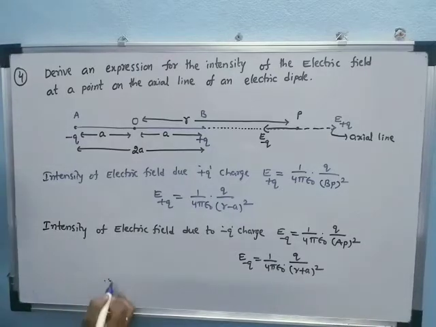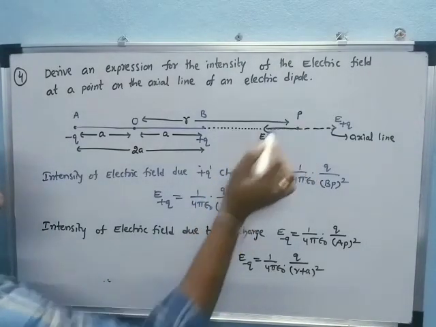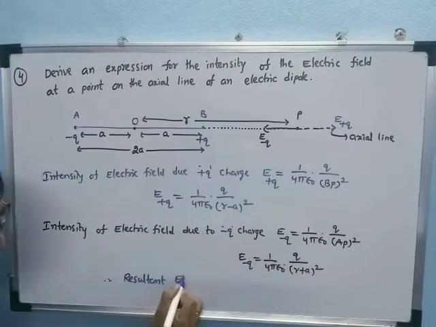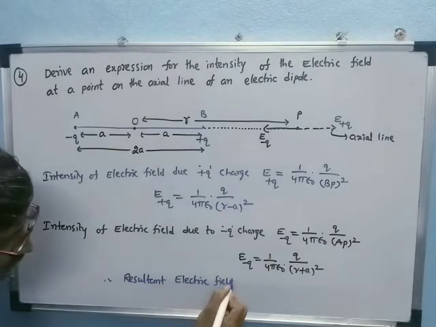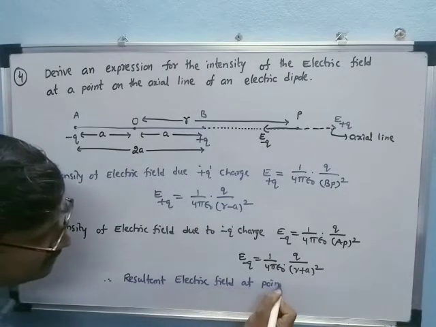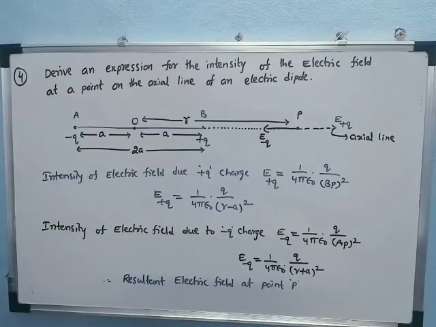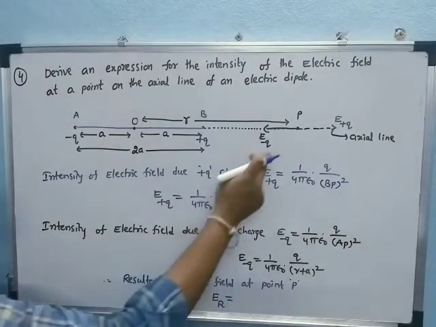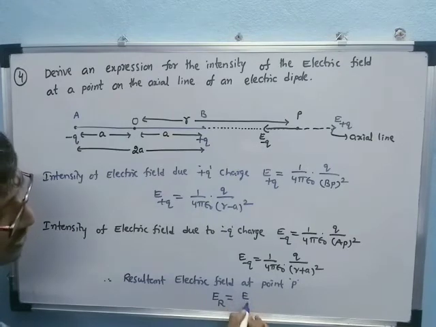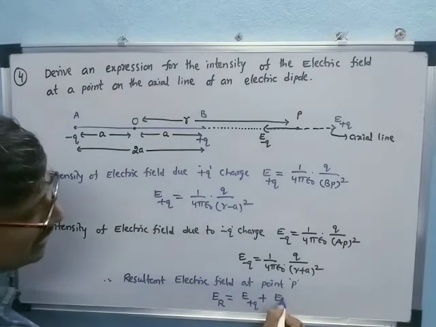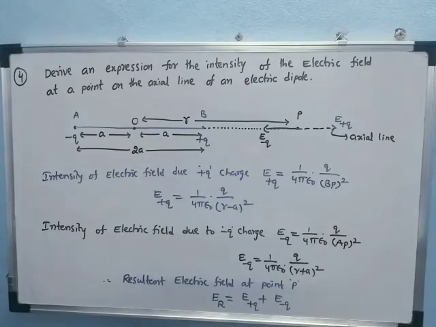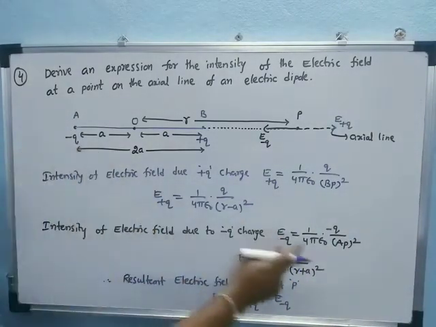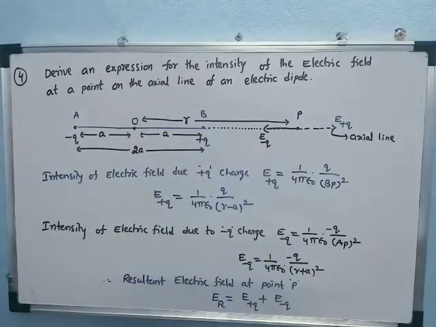Therefore, what can we find? The resultant electric field at point P. See, what is the resultant? The resultant ER is equal to the sum of these two electric fields, that is the electric field of the positive charge plus the electric field of the negative charge. Now here there is the negative charge, here there is the minus now. Okay.